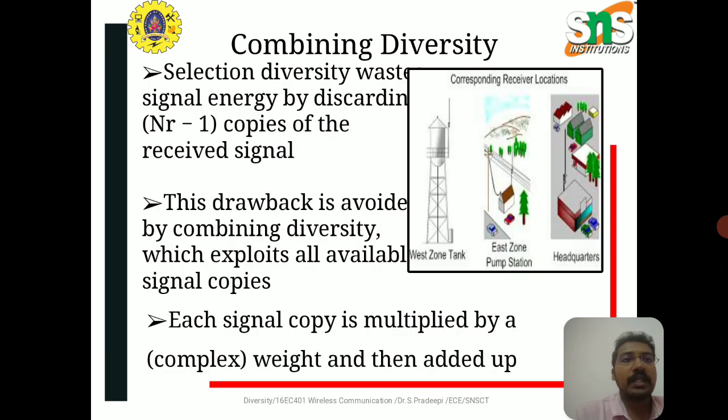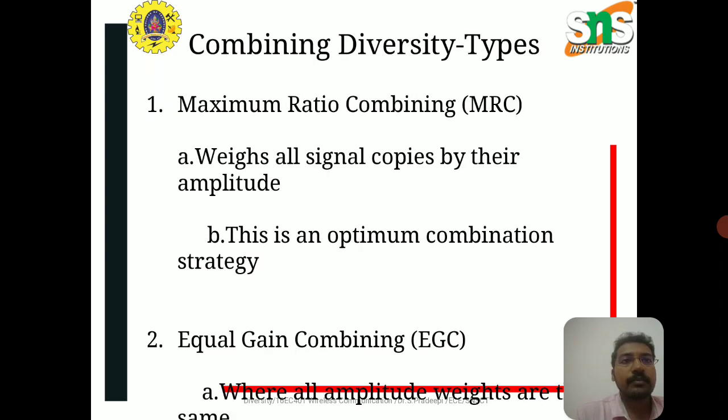Next one is combining diversity. In selection diversity, we waste signal energy by discarding copies of the received signal. This drawback is avoided by combining diversity, which exploits all available signal copies. Each signal copy is multiplied by a weight and then added up. The types of combining diversity are maximum ratio combining, which weights all signal copies by their amplitude, and this is an optimum combination strategy. The second one is equal gain combining, where all amplitude weights are the same.